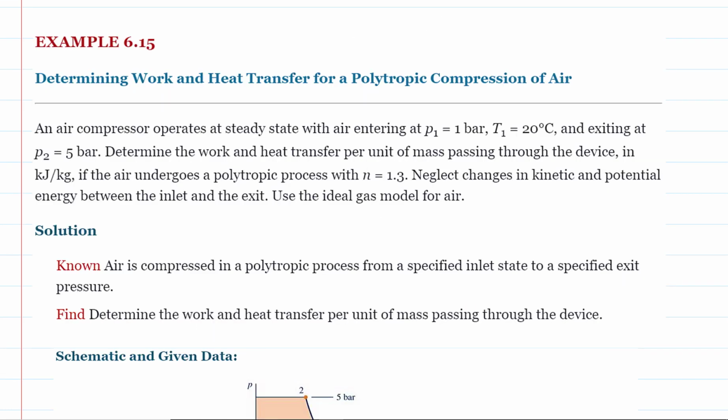Let's see an example. An air compressor operates at steady state with air entering at 1 bar, 20 degrees Celsius, and exiting at 5 bar. Determine the work and heat transfer per unit mass passing through the device in kilojoule per kilogram. If the air undergoes a polytropic process with n equals 1.3, neglect changes in kinetic and potential energy between the inlet and the exit. Use the ideal gas model for air.